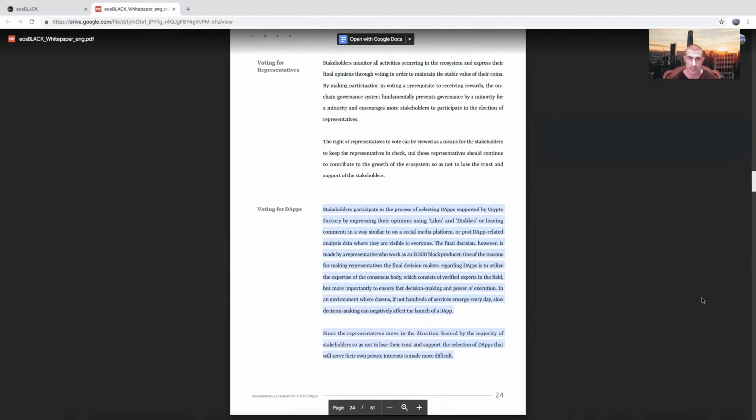It continues to say that stakeholders participate in the process of selecting dApps supported by Crypto Factory by expressing their opinions using likes and dislikes, or leaving comments in a way similar to on a social media platform, or post dApp-related analysis data where they are visible to everyone. The final decision, however, is made by a representative who works as an EOSIO block producer. One of the reasons for making representatives the final decision makers regarding dApps is to utilize the experience of the consensus body, which consists of verified experts in the field, but more importantly, to ensure fast decision-making power and execution.